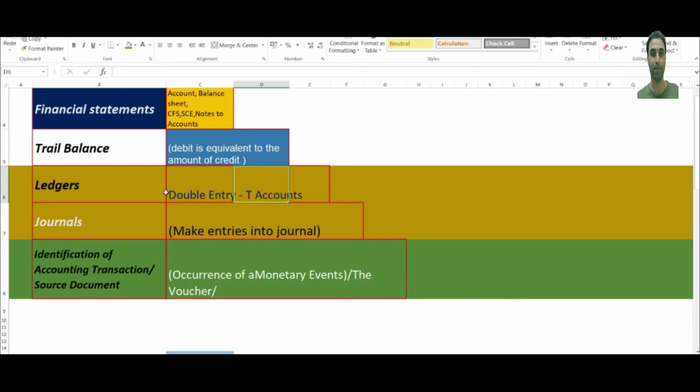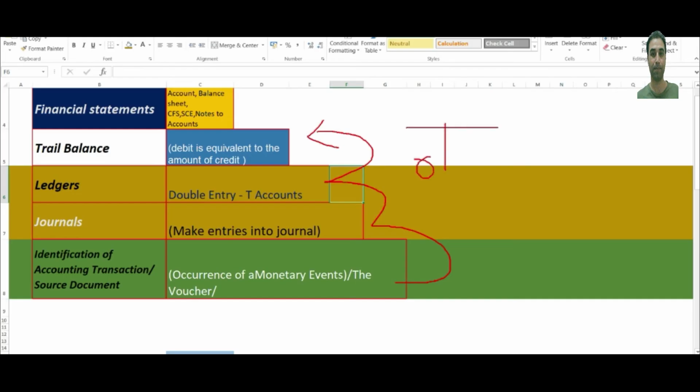So the next step is one step further for the classification, because with each transaction, with each step, the accounting information is being classified in more detail. So in the next step it is being classified more. Now from the T account it will move forward towards the trial balance.